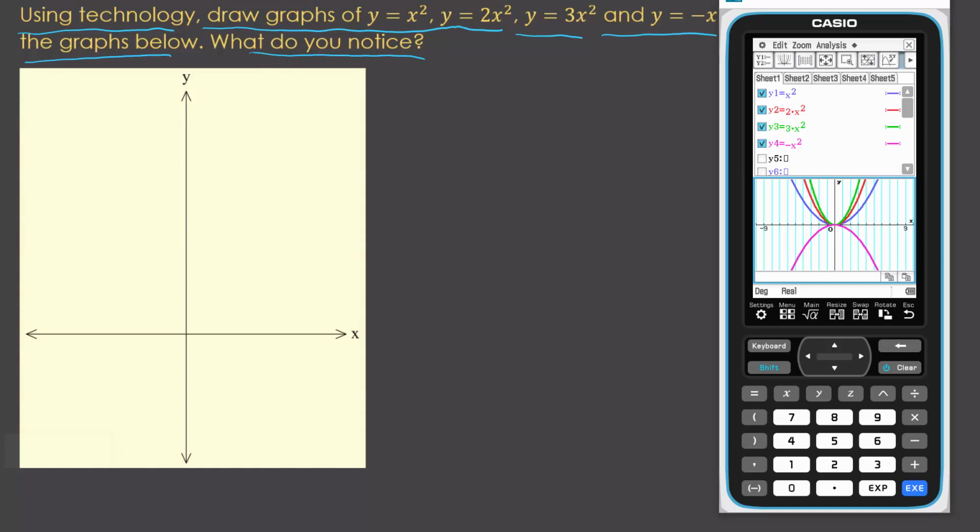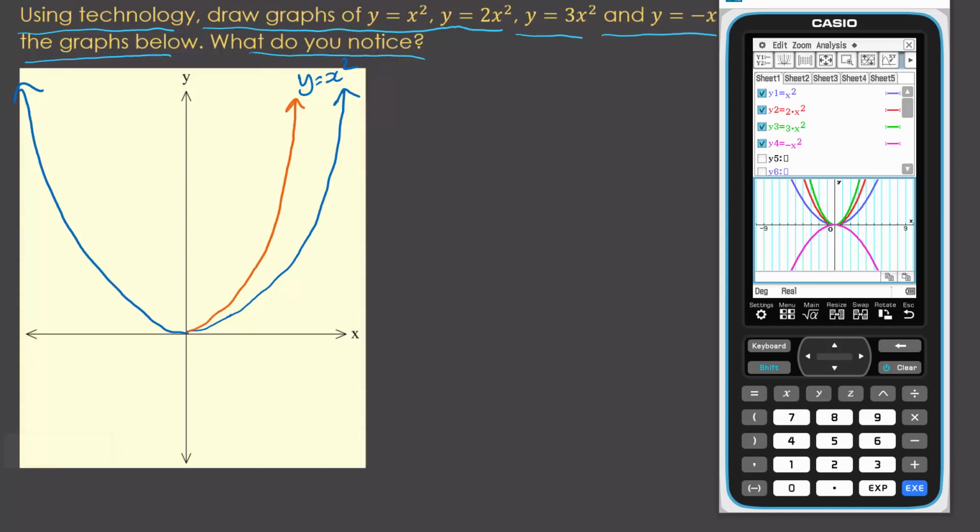So, the x squared, I'm going to draw like this. So we should always label things. So that one is y is x squared. And then I can see the red one is the 2x squared. I'll do that in orange because I've got orange handy.